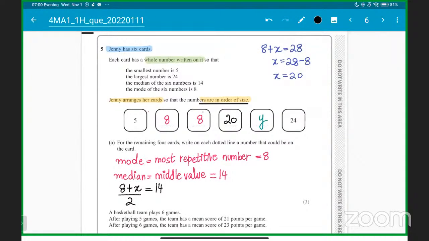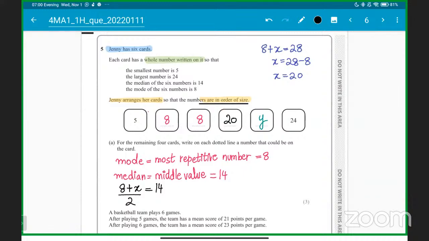Okay. So these have fixed places, because these are going in ascending order. Because 14 is the median, the middle value, it means that we have to add plus 6 to reach the other number to get 14 as the median in between. So 20 is there.